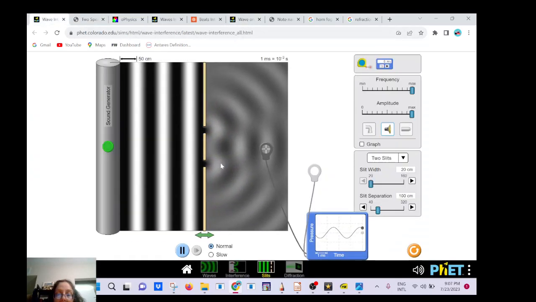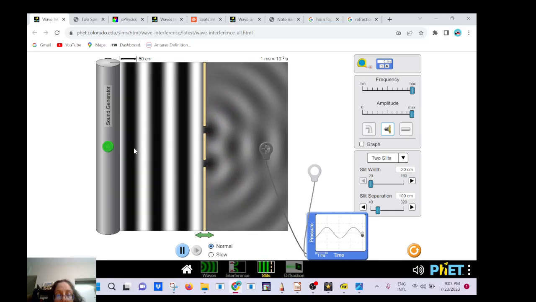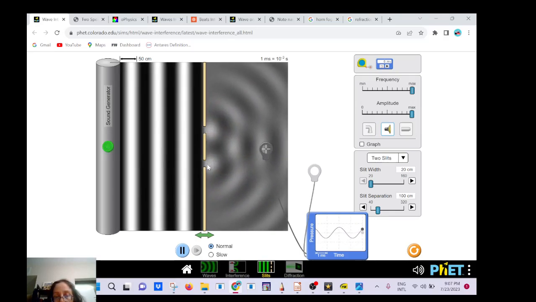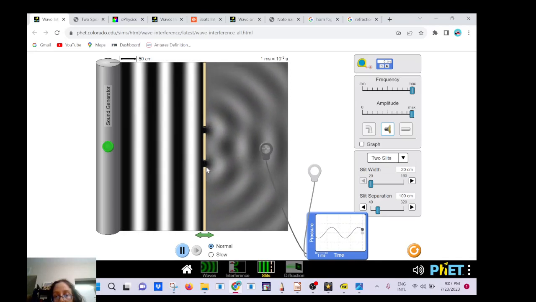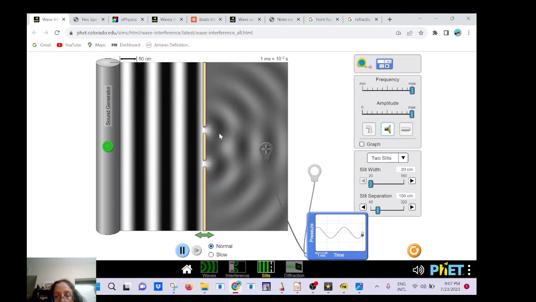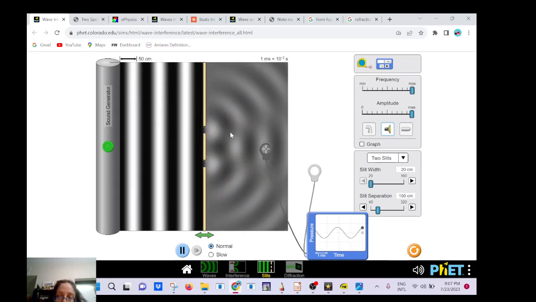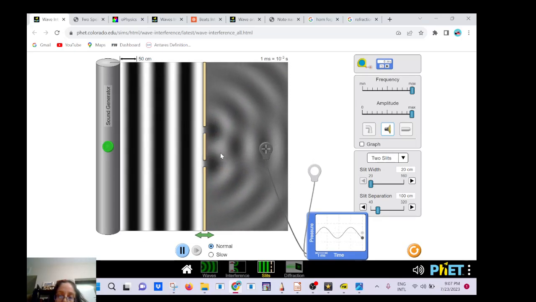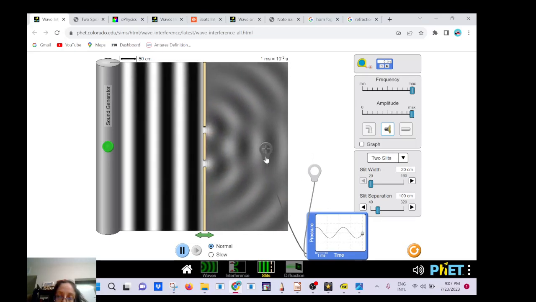Wave interference. Okay, so you have a sound here. You have two openings here. So it's like you have two sources with the same frequency. So in this area, the waves are going to interfere with each other. And along here, and along there, there won't be any sound. And you can see that here.